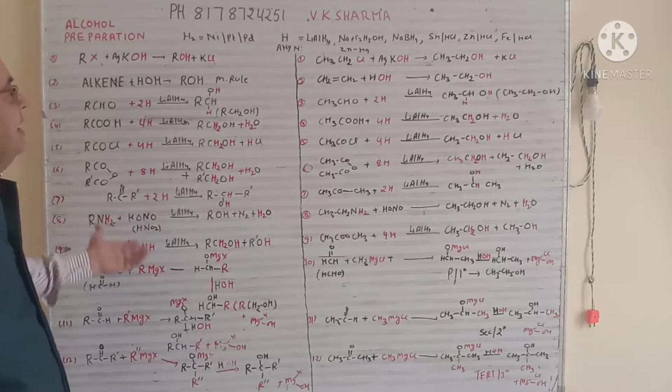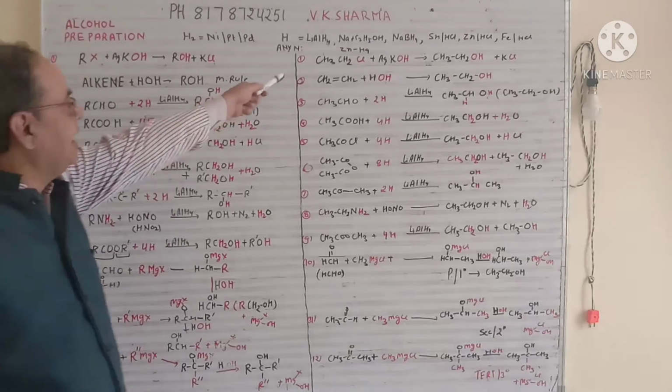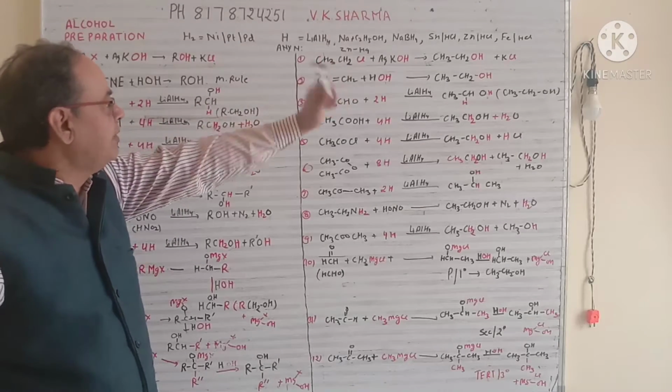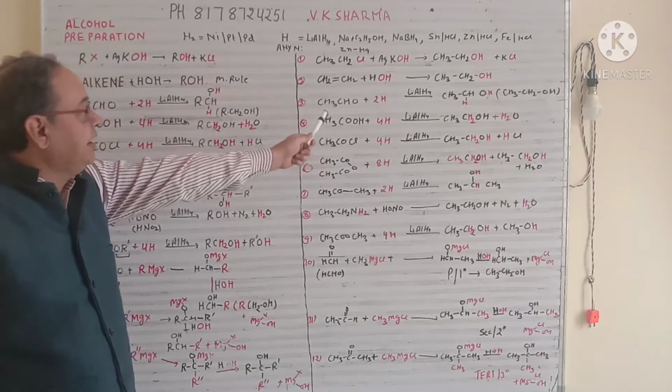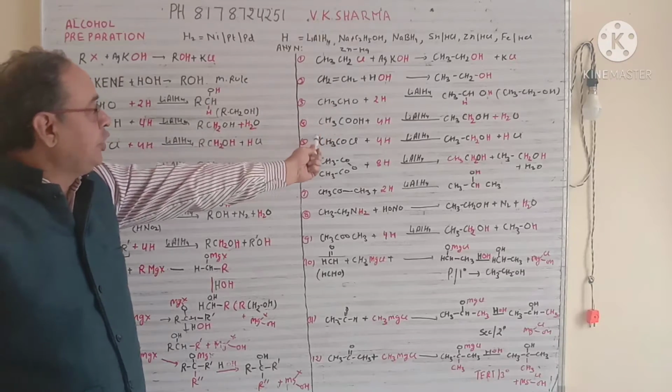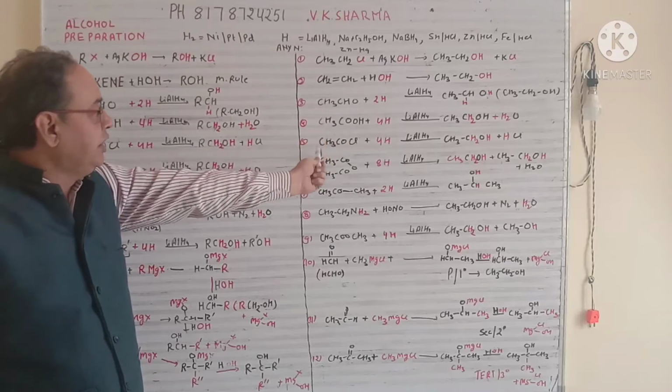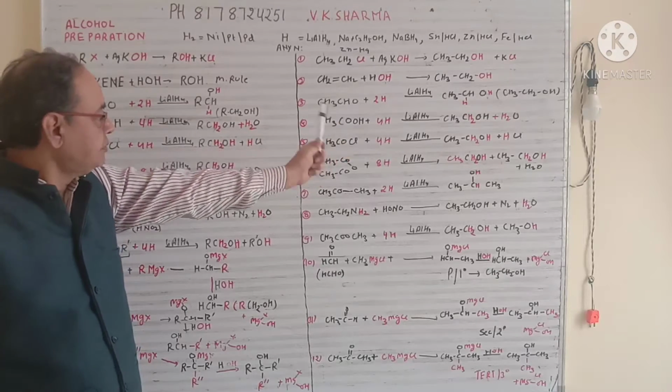Now I am taking one reaction with 2 carbons. So here, ethyl chloride with aqueous KOH will give you ethyl alcohol plus KCl. Ethene plus HOH will give you ethyl alcohol. Ethanol will give you ethanol. Ethanoic acid will give you ethanol. Ethanoyl chloride will give you ethanol.